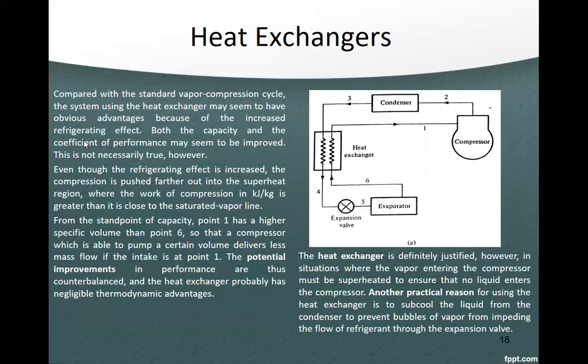Compared with the standard vapor compression cycle, the system using the heat exchanger may seem to have obvious advantages because of the increased refrigerating effect. So both the capacity and the coefficient of performance may seem to be improved. This is not necessarily true, however, for some refrigerants. Even though the refrigerating effect is increased, the compression is pushed further out into the superheat region, where the work of compression in kilojoule per kilogram is greater than it is close to the saturated vapor line.